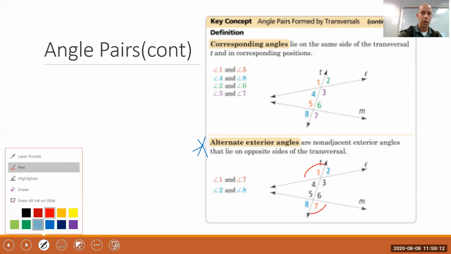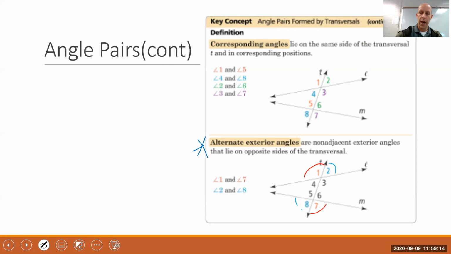Angles 2 and 8 are alternate exterior angles because again they are on alternate sides of the transversal and they are exterior to the lines M and L.